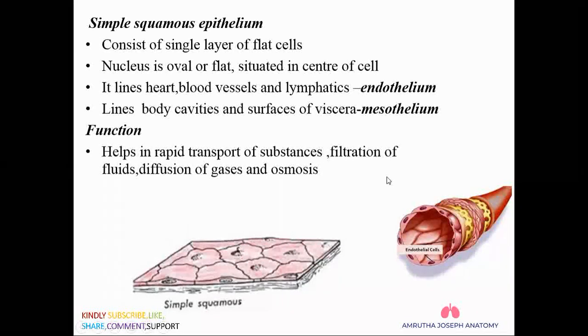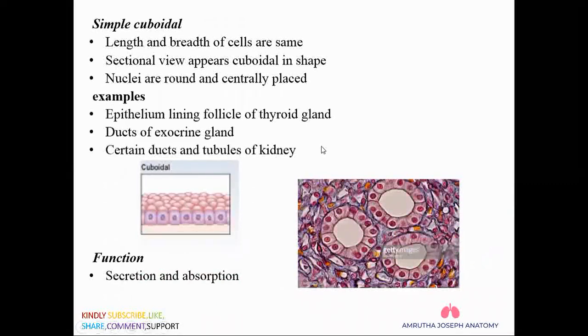So that's it. Now coming to the simple cuboidal. This is how it looks, simple cuboidal, and this is how it looks in a histological diagram. The length and breadth of the cells are the same, so it is like square shaped cells. The sectional view appears cuboidal in shape. Nuclei are round in shape and centrally placed, so they are placed at the center.